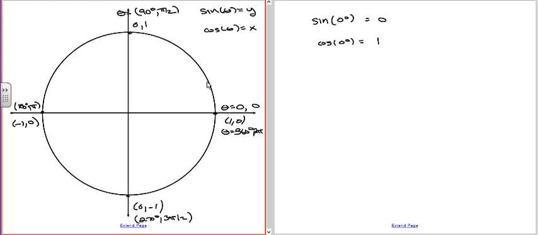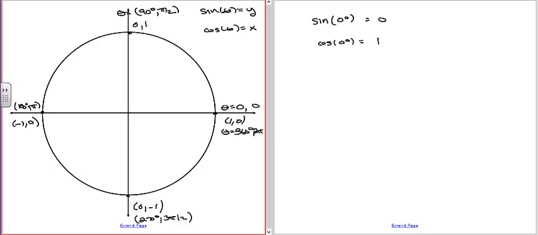So if we know that a full circle is 360 degrees or 2 pi radians, then half the circle is half of 180 and half of 2 pi. If you go a quarter of the way around, it's a fourth of 360, which is 90, and a fourth of 2 pi, which is pi over 2. Okay.